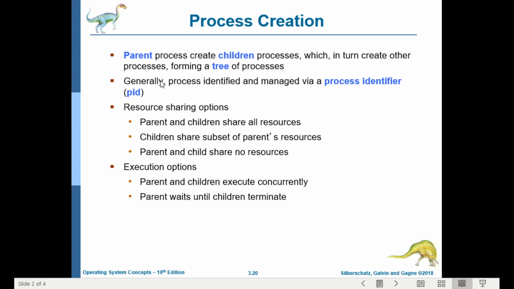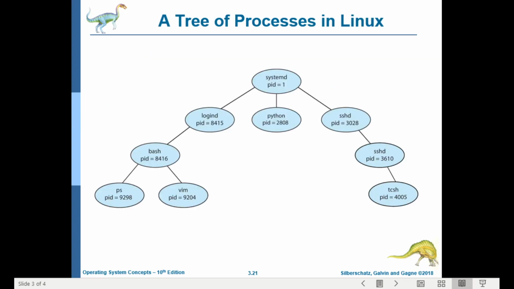Generally, a process is identified and managed via a process identifier, or PID. The PID is normally an integer number, and it is unique. For example, we look at this figure. In this figure we have the name of each process, and also its PID.